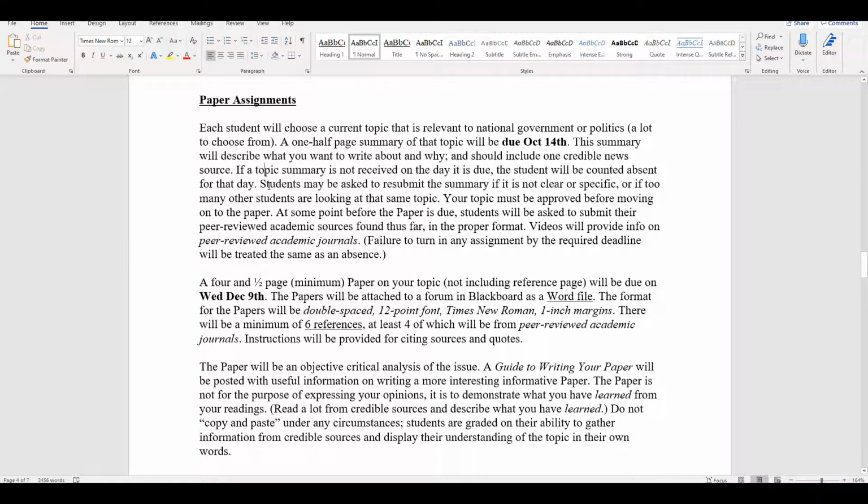There's no penalty for this, but students might be asked to resubmit their summary if it's not clear, or if it's not specific to a topic that we can delve into, or if too many other students are looking at that same topic. So you might have a second or third choice in the back of your mind. Bottom line is that your topic must be approved before we move on from there.